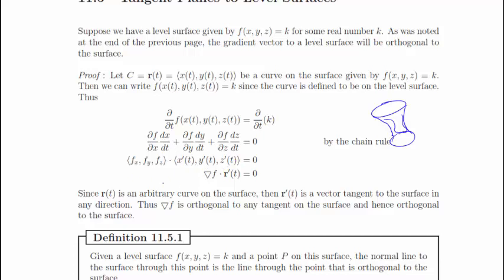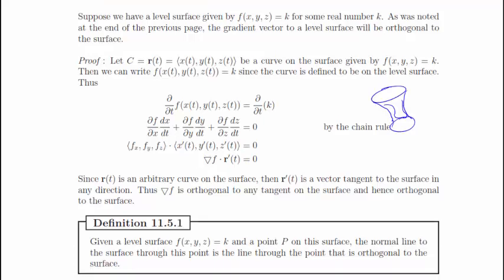This then simplifies down to the gradient of f dotted with the vector r prime of t equals 0. Now, since the vector r of t is an arbitrary curve on the surface, r prime of t is a vector tangent to the surface. So if I take any point on this curve, the tangent there is going to be a tangent vector on the surface in any direction. And because this curve is any curve on this surface, I've generalized every curve that goes through this point on this surface.